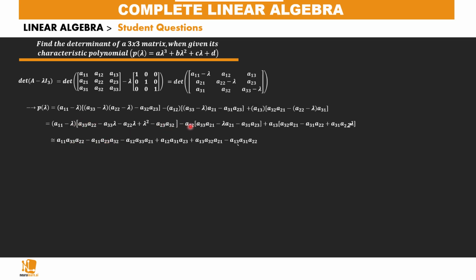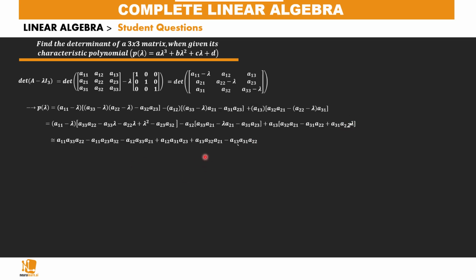And then we move to the next. A12 times A33 times A21, which is this. A12 times this, there's a lambda. A12 times this, we have this. And then A13 times A32 times A21 gives us this. A13 times negative A31 A22 gives us this. The next has a lambda, so we don't consider that.